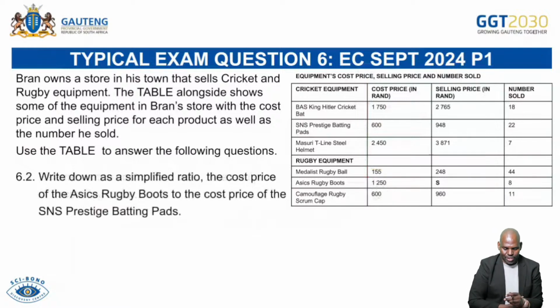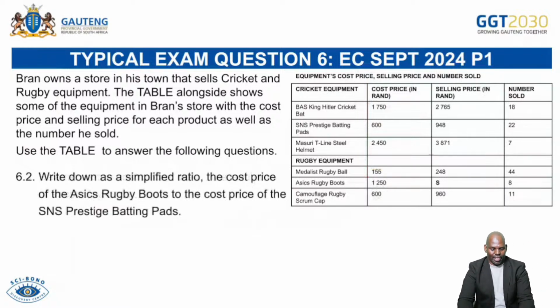Right, write down as a simplified ratio the cost price of A6 rugby boots to the cost price of S&S Prestige batting pad. Okay, so this one I have to take the cost price of the A6 and the cost price of the S&S. So if I go to my table, I look for the cost price. The cost price of A6 is 1,250.